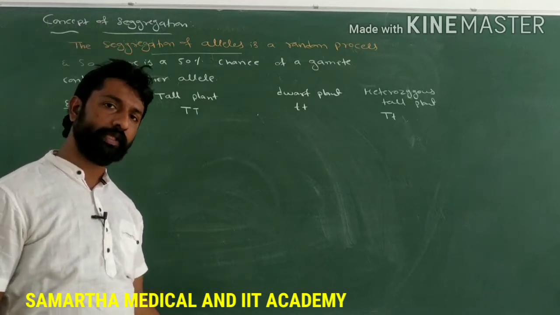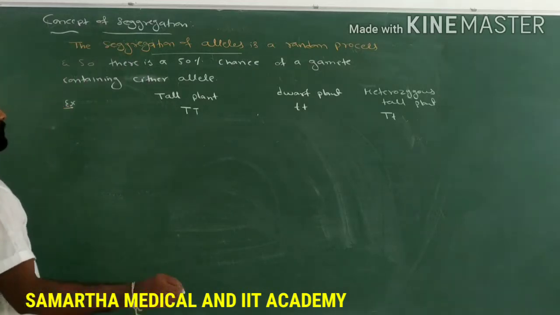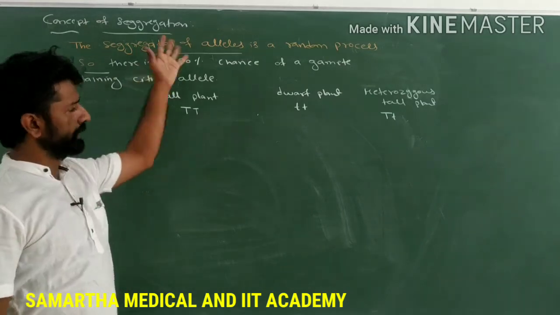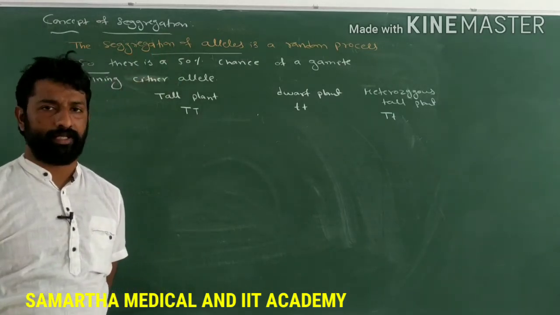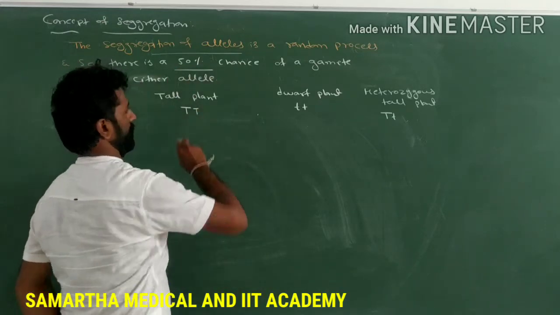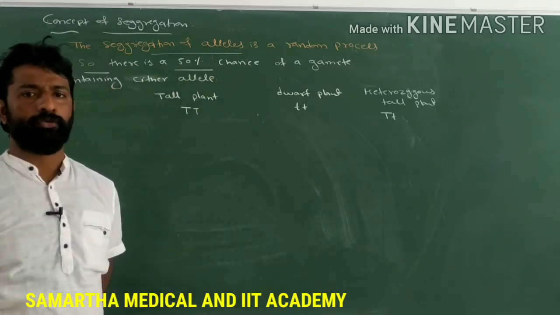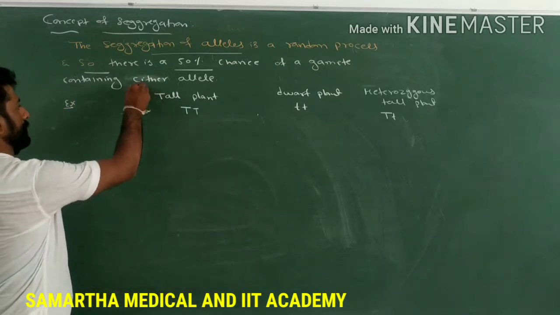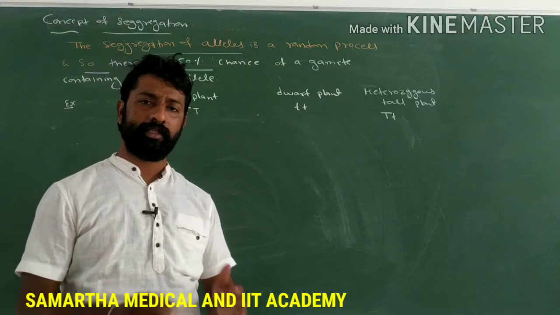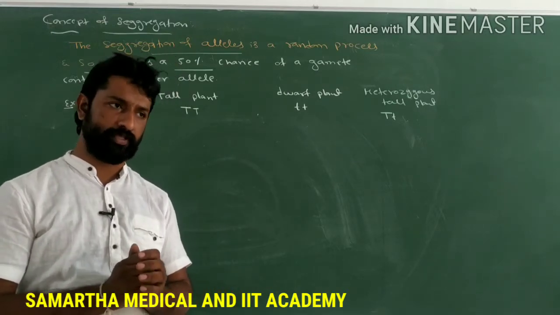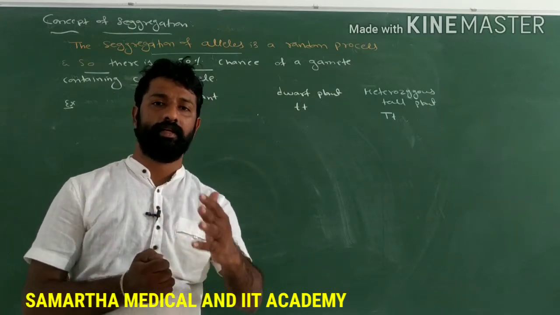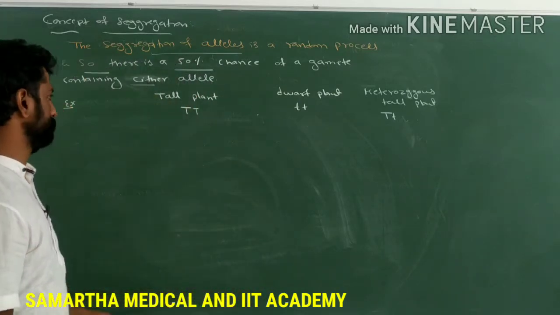But how does their segregation take place? Let's understand with an example. In such a random process of allelic segregation, there is a 50% chance for each gamete to receive either allele. So when 2 alleles are present, the gamete has a 50% chance to receive the first allele or a 50% chance to receive the second allele. Let's understand this with examples now.